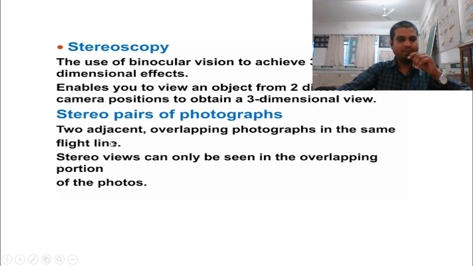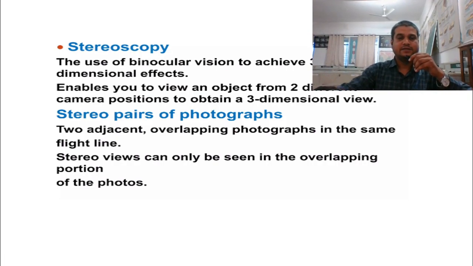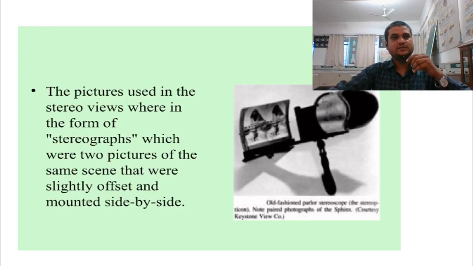Two adjacent overlapping photographs in the same flight line: stereo views can only be seen in the overlapping portion of the photo. What is the flight line? For that, the overlapping of particular photographs we have seen in the diagram. Next, that is the picture which is used here. Here you can see the picture of the simple stereoscope photograph. This is photo 1, this is photo 2.